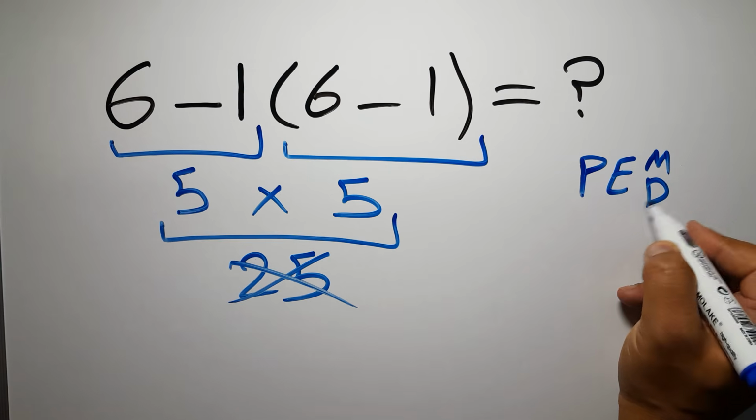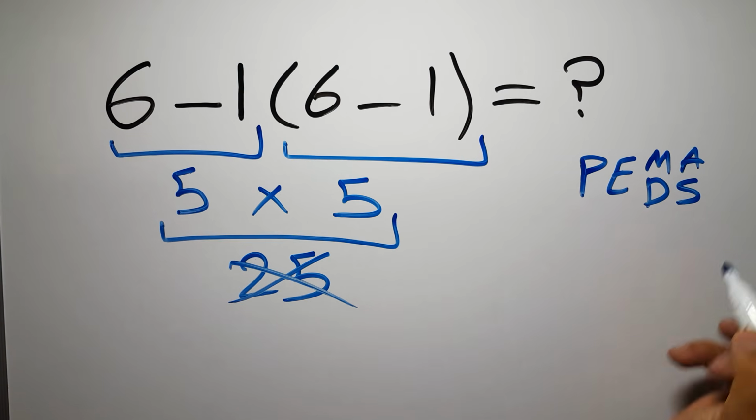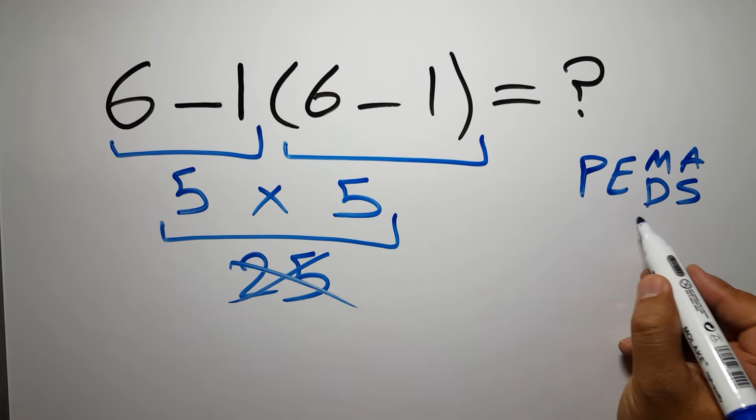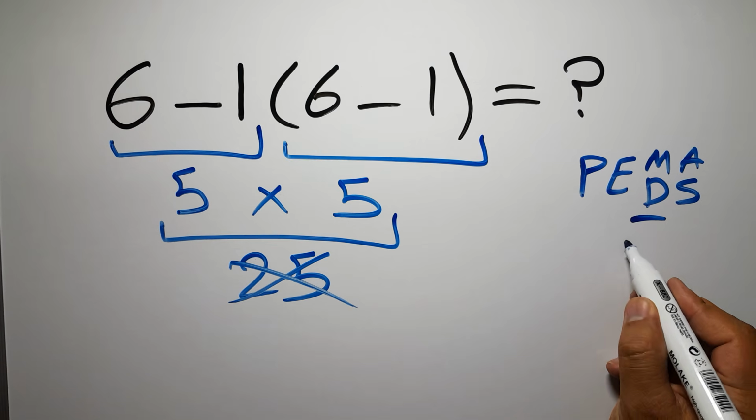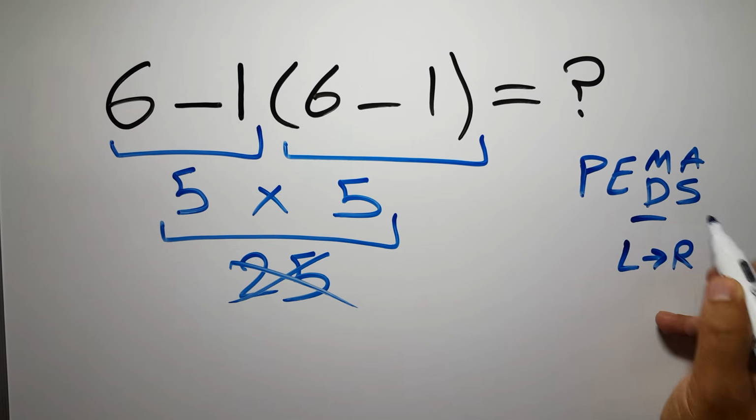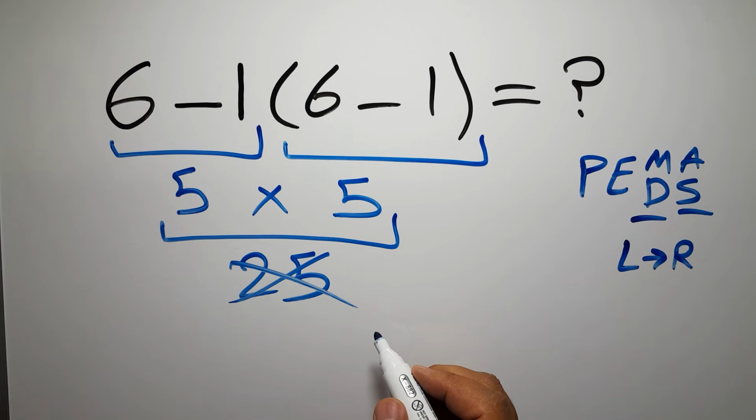exponents, then multiplication or division, and finally addition or subtraction. Remember that multiplication and division have equal priority, and we have to work from left to right. And the same applies to addition and subtraction.